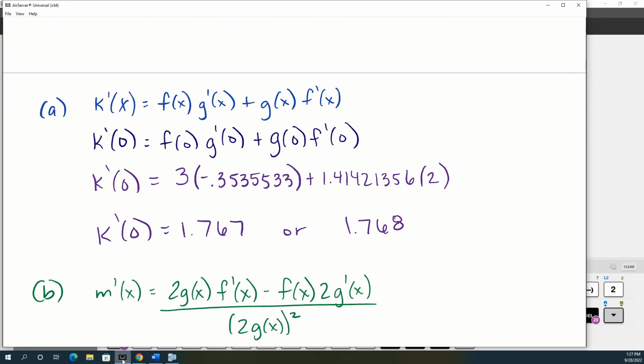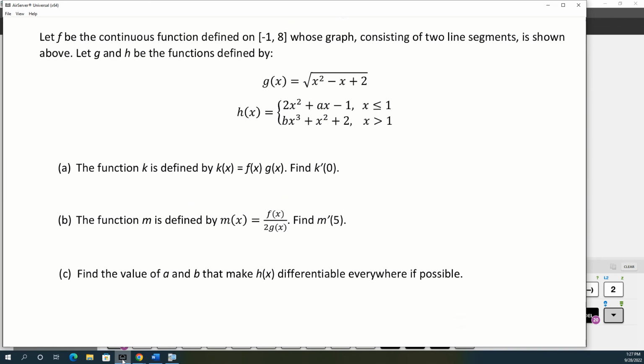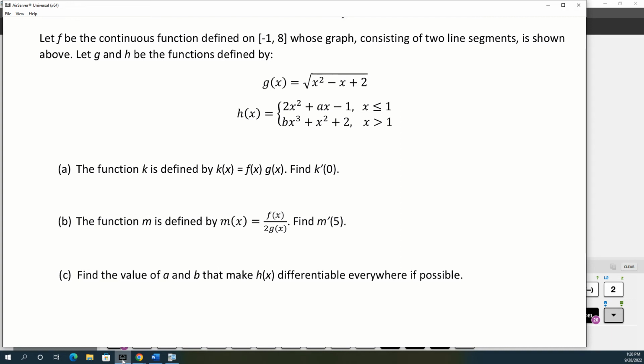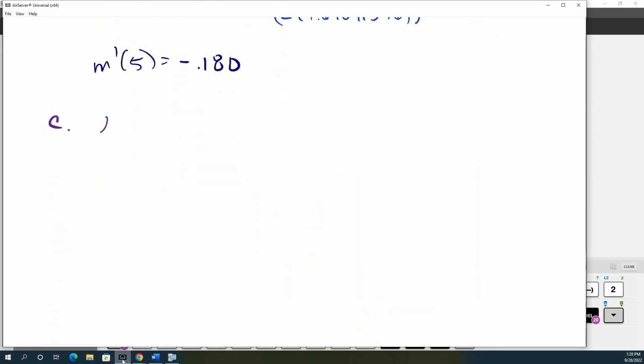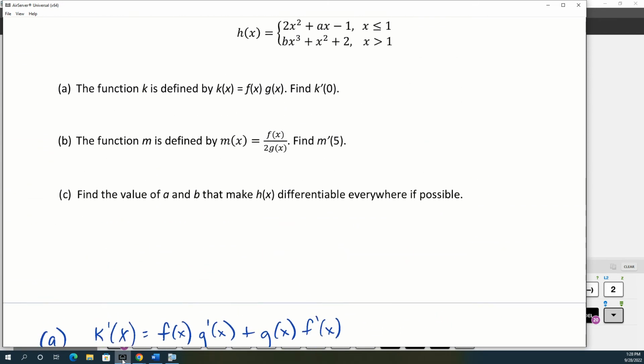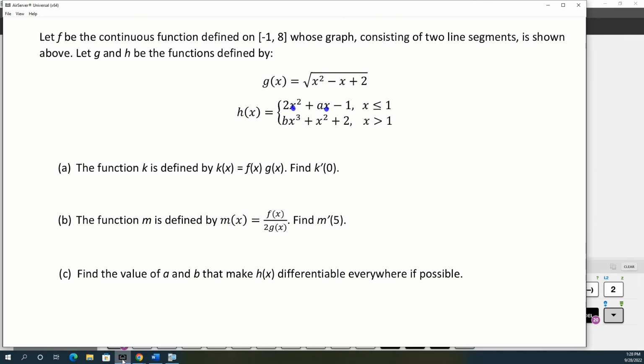All right, let's look at C. We want to find the value A and B that make h of x differentiable everywhere if possible. Okay, so to be differentiable everywhere, the function must be continuous everywhere. So the only number that would be an issue would be 1. So for the continuous part, we want the limit as x approaches 1 from the left of h of x to equal the limit as x approaches 1 from the right of h of x. And to do that, we would just plug 1 in for all the x's.